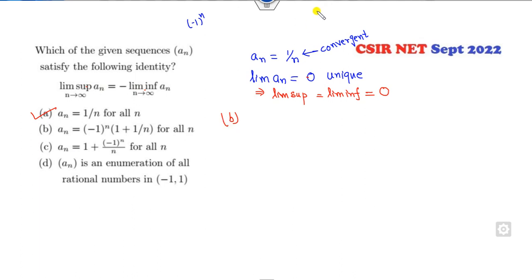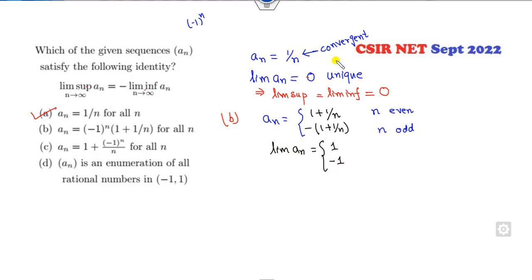Look at the second part. Since it is minus 1 raised to n, I can take 2 cases: when n is even, when n is odd. When n is even, it is 1 over here, and when n is odd, it will be here. Then what is the limit of an? The first value is 1, the other value is minus 1. So clearly this number is the supremum, this number is the infimum, and again it satisfies this property.